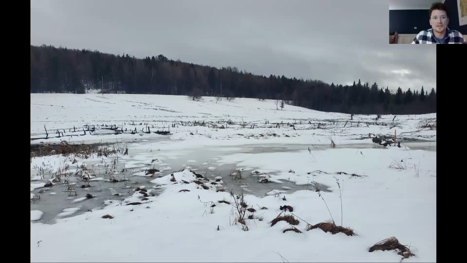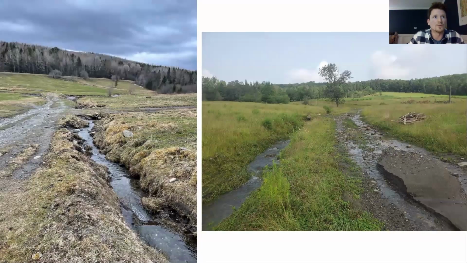But in the wintertime, there's water everywhere. This is just a couple days ago. You can see all the posts sticking up out of the snow. The main stem of the brook is way down here, but there's water on this landscape all the time now, whereas previously it had just shunted down that ditch right into the brook.